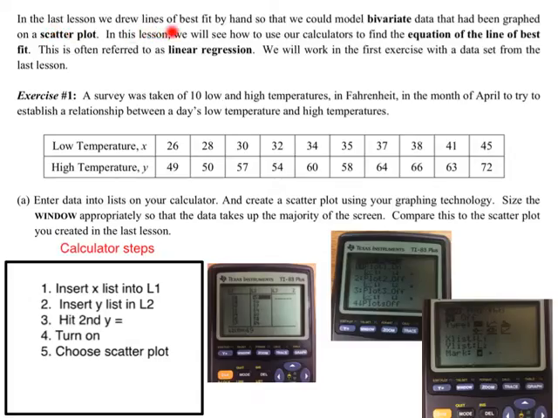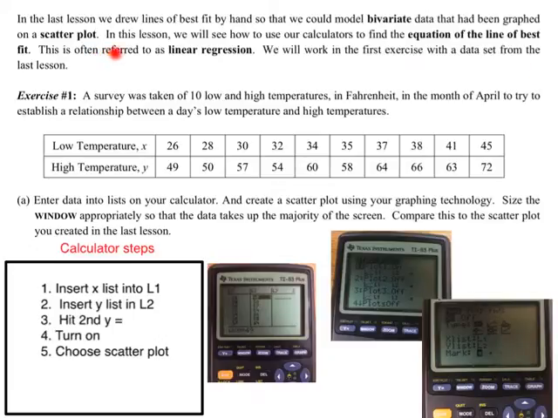In the last lesson, we drew lines of best fit by hand so that we could model bivariate data that had been graphed on a scatter plot. In this new lesson, we will see how to use your calculators to find the equation of a line of best fit. This is often referred to as linear regression. We will work in the first exercise with the data set from the last lesson.